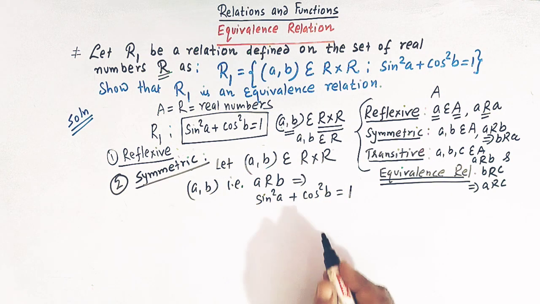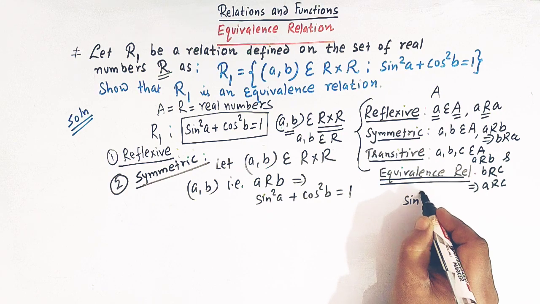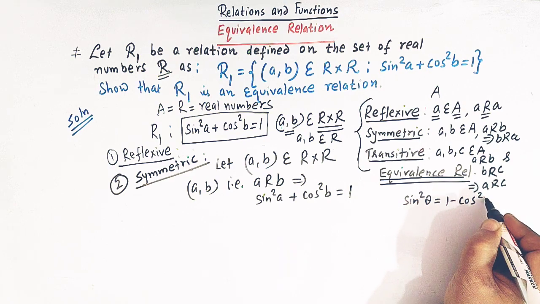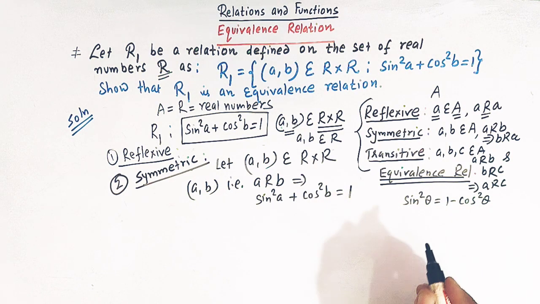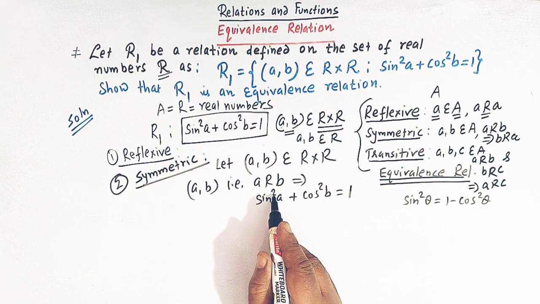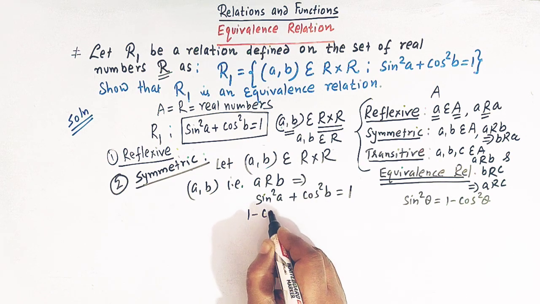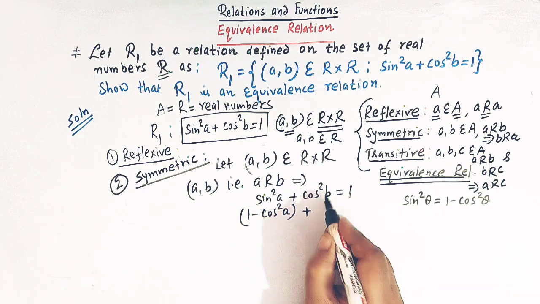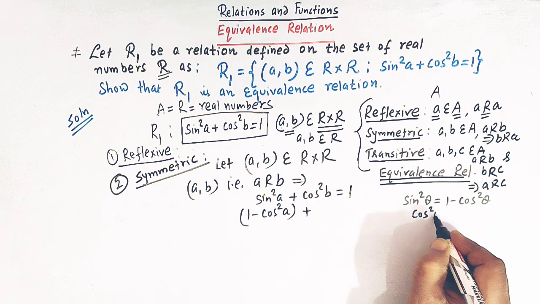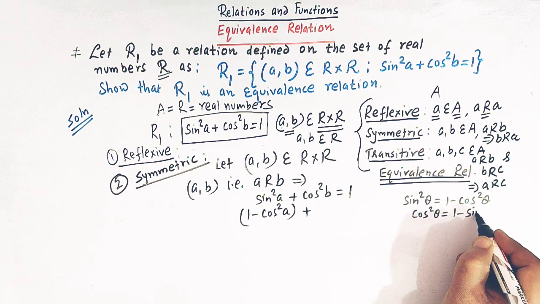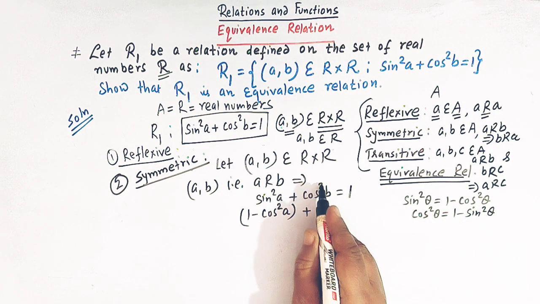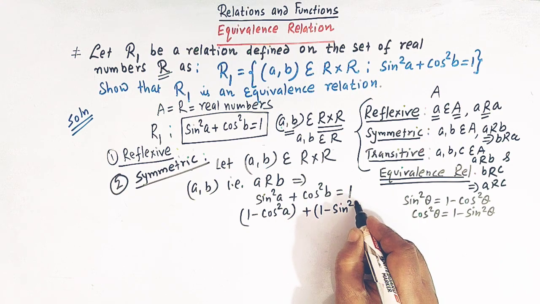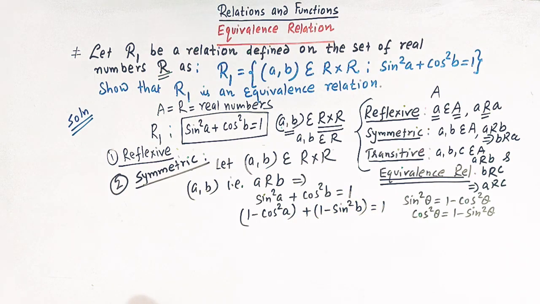And from trigonometry, we know that sine square theta is equal to 1 minus cos square theta, right? So let us replace sine square A by 1 minus cos square A. And here we have cos square B, so we know that cos square theta is 1 minus sine square theta. So let us replace cos square B by 1 minus sine square B, and this is equal to 1.